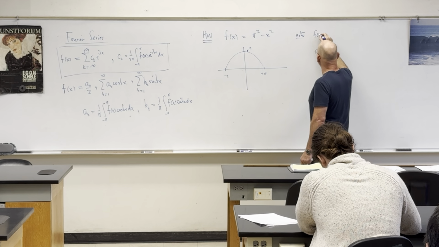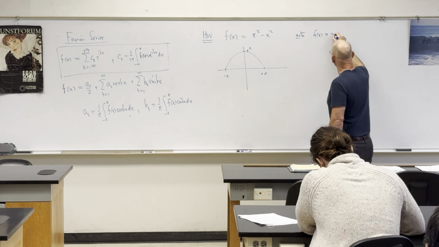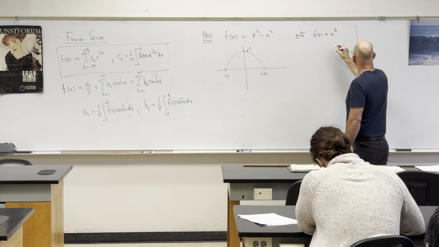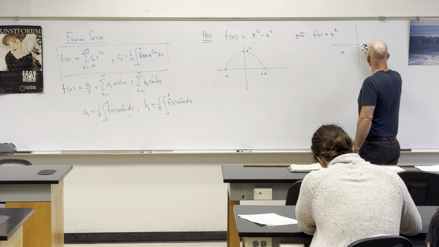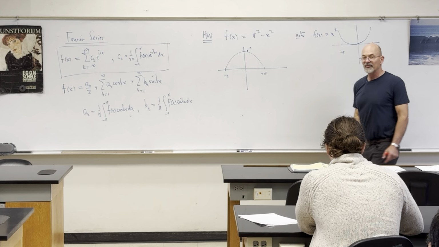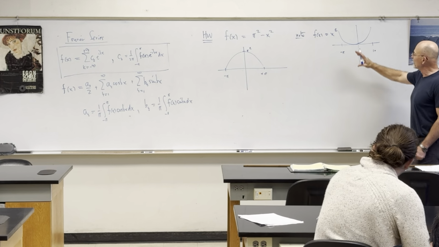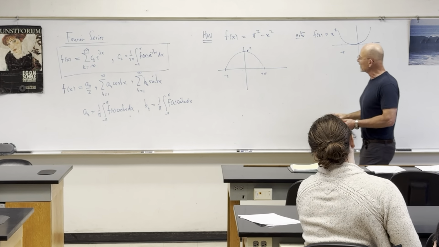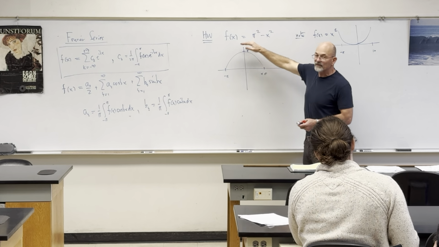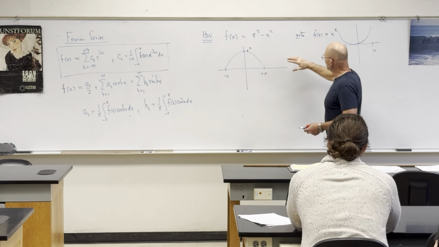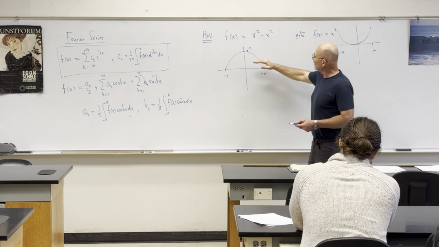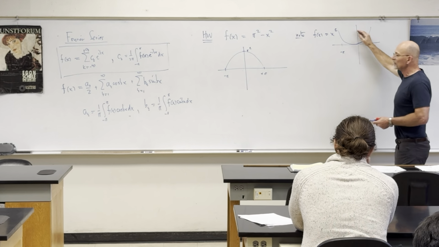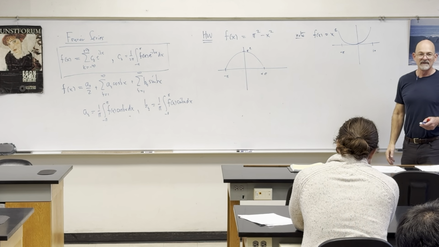Suppose you had f of x equals x squared, from pi to minus pi, and that looks like that. So the difference between these two Fourier series is that this one's going to have that 0 term, and it'll be flipped upside down. So if you know this one, you can actually just infer this one without much trouble.